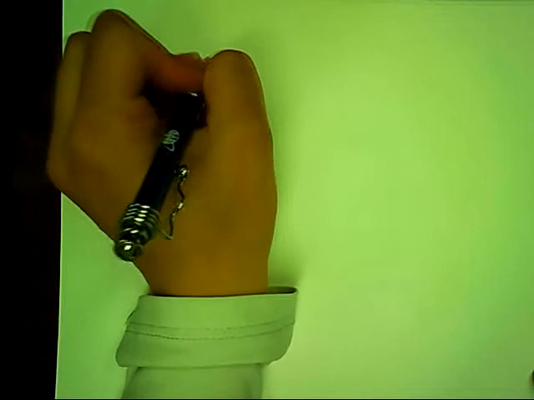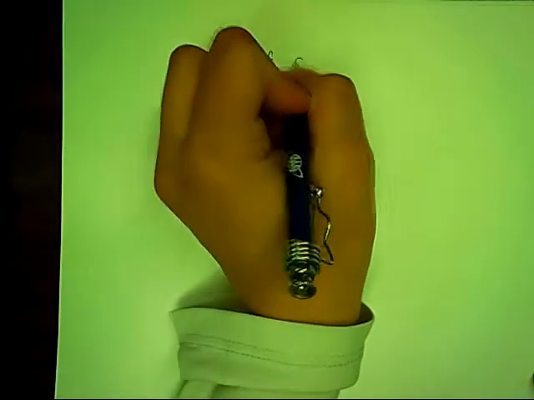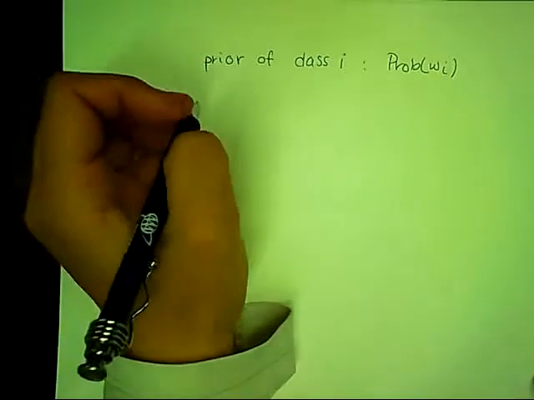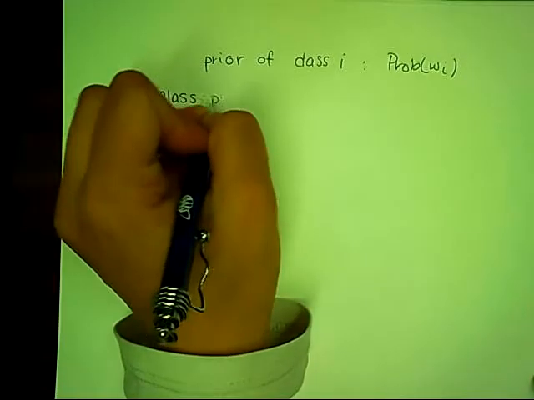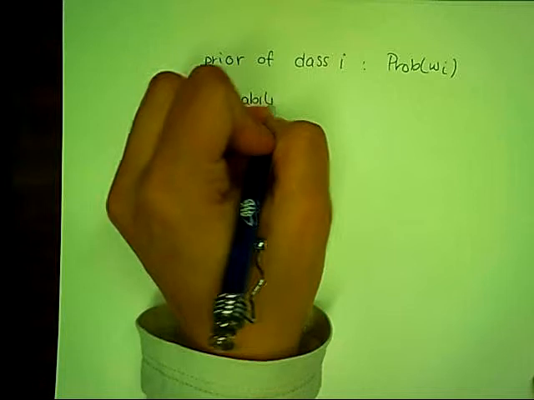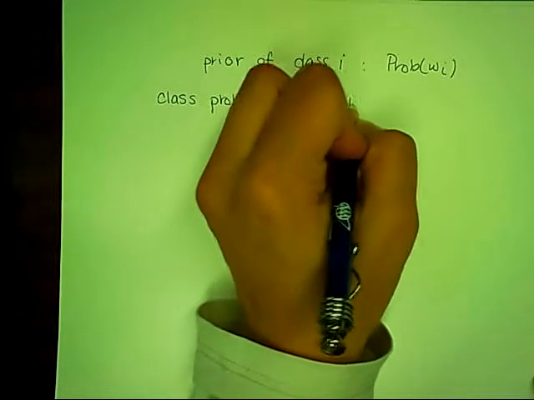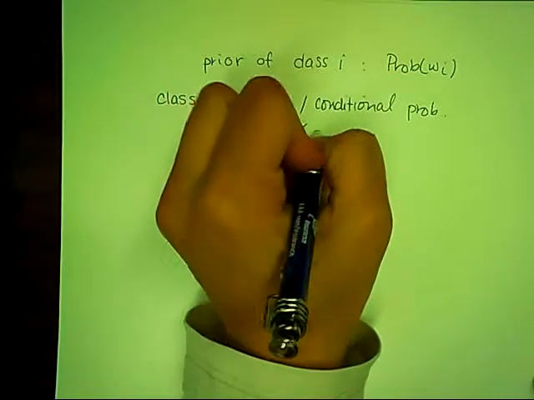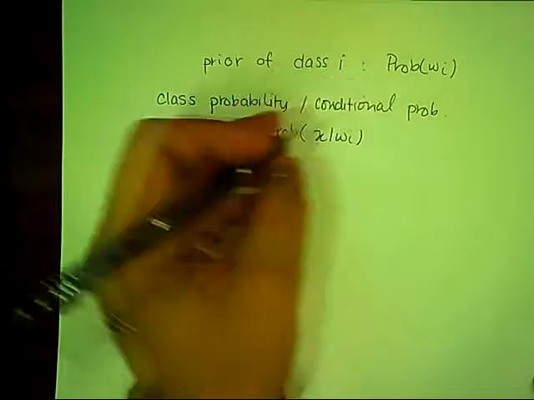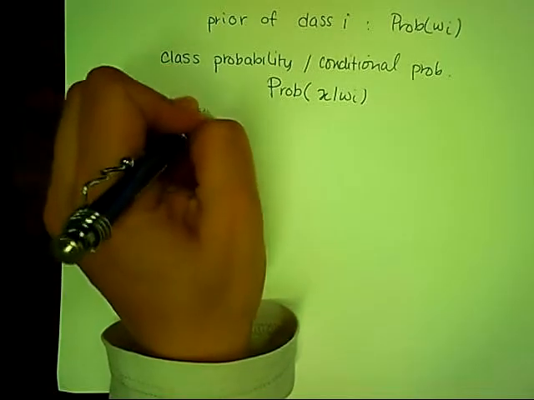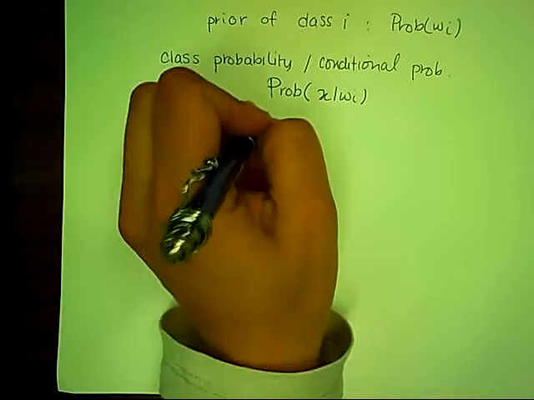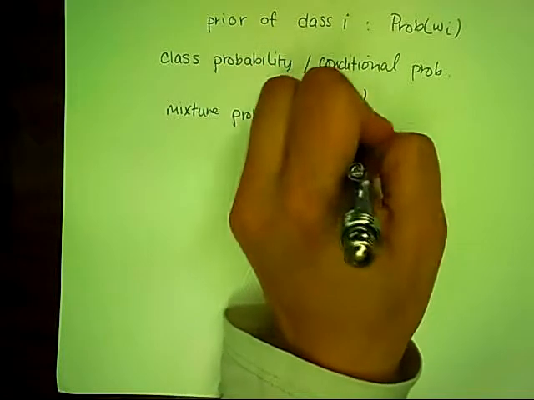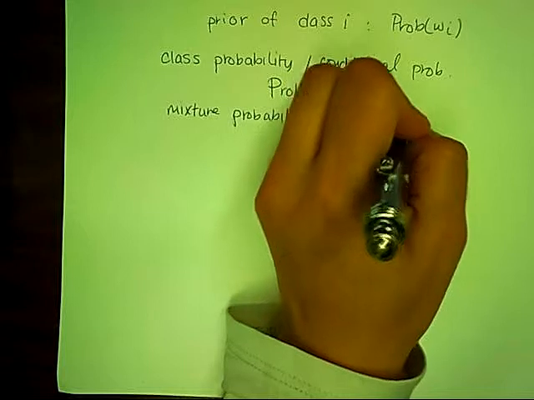First being the prior of class i, which would be defined as probability of ωi, and then there's the class probability, also called the conditional probability, which will be defined as probability of x given ωi, and then the mixture probability of the data set, which will be defined as probability of x as a vector.